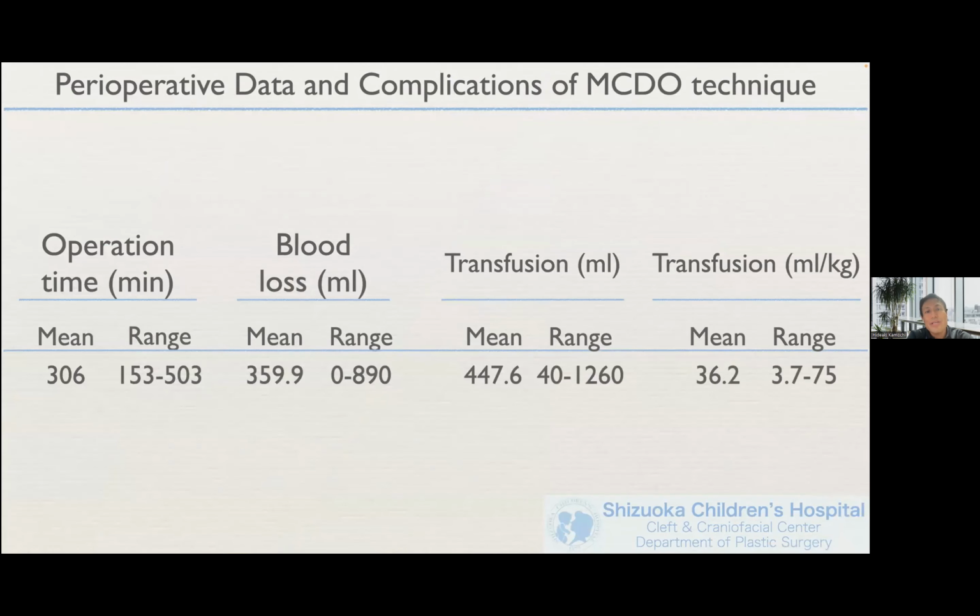Perioperative data and complications of the MCDO technique. The postoperative clinical course was uneventful in all cases. There were no neurologic findings, meningitis, or liquor fistula. The amount of blood transfusion ranged from 4 to 1,260 milliliters per kilogram body weight, mean 36.2 milliliters per kilogram. The mean surgical time is 306 minutes, and the MCDO technique is a little bit invasive.